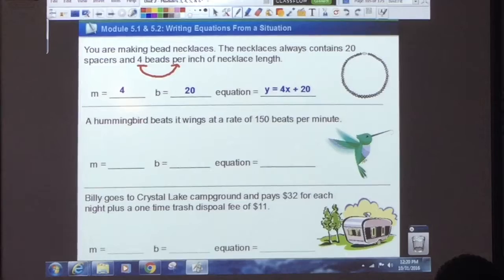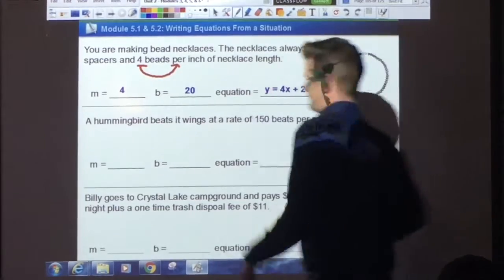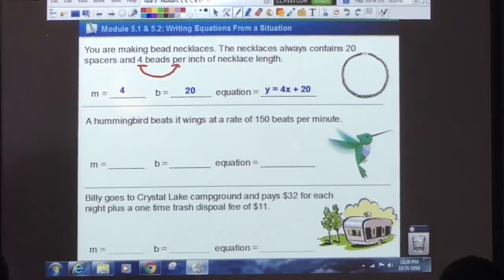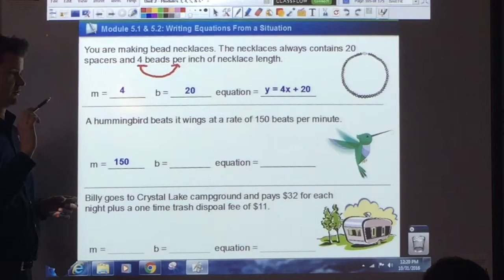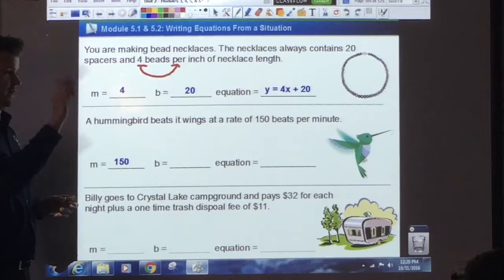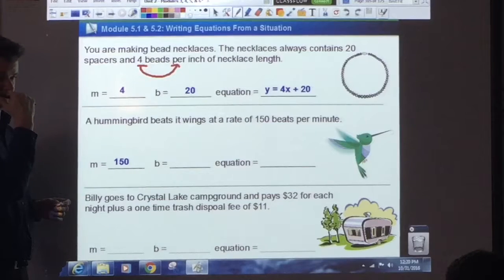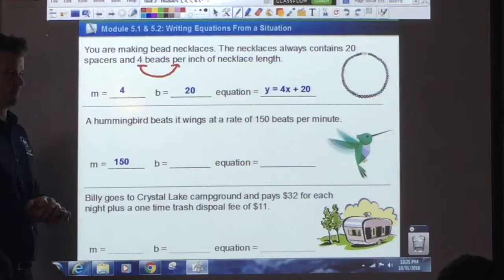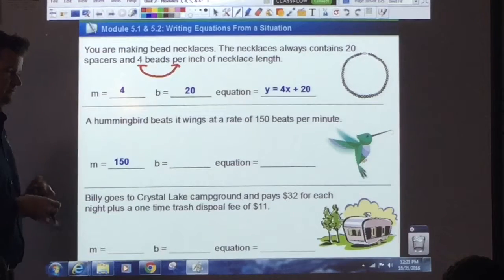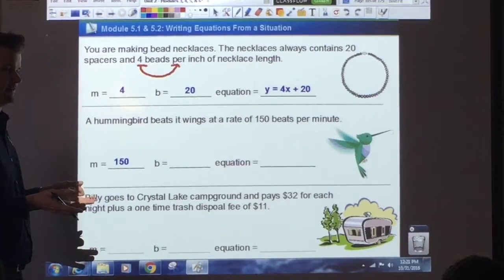A hummingbird beats its wings at a rate of 150 beats per minute. What is my slope? The slope is 150. And what's your y-intercept? 60. Let me ask you a question. We're talking about a hummingbird, 150 beats per minute. Before it starts flapping its wings, how many beats per minute? When it's on the ground, before it's taken off? 0. So my y-intercept there is 0.